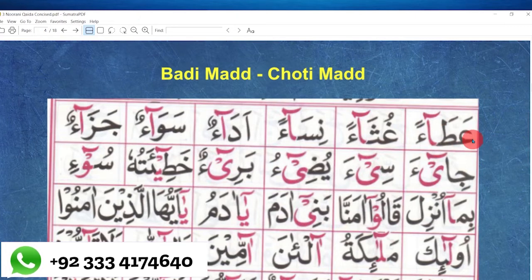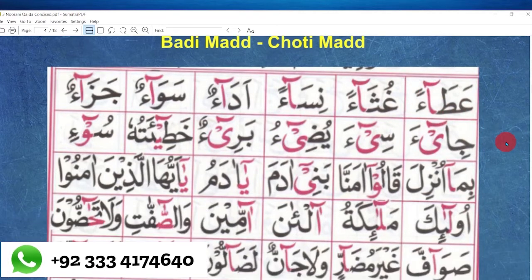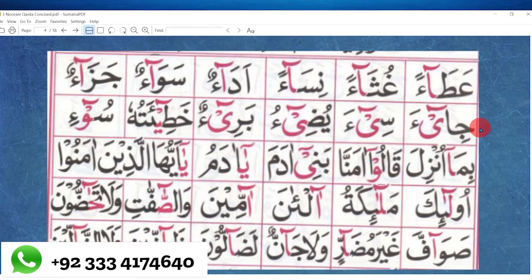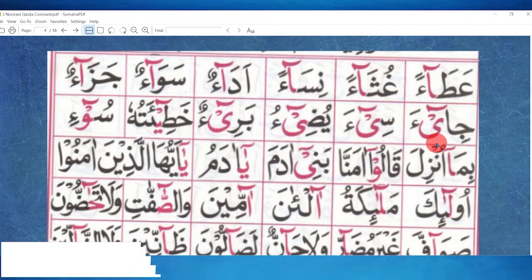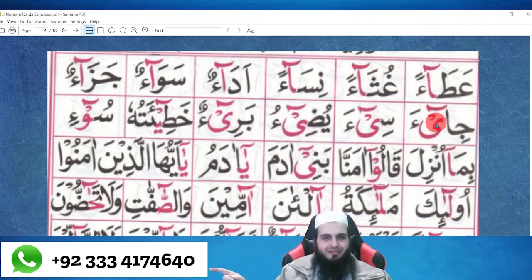So it will be ata'an. If we stop, then one zabar will be removed and hamza will be stretched for 1 second. So ata'a.